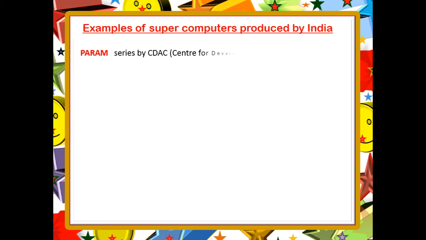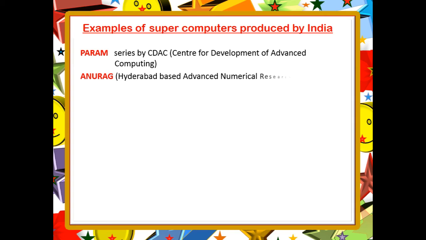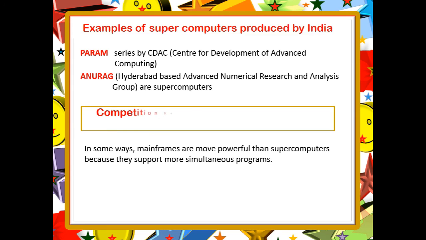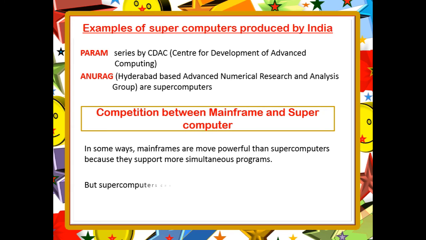The examples of supercomputers produced by India. India has produced two supercomputers: PARAM, from the Centre for Development of Advanced Computing in Pune, and Anurag, from the Hyderabad based Advanced Numerical Research and Analysis Group. These are the two supercomputers produced by India.